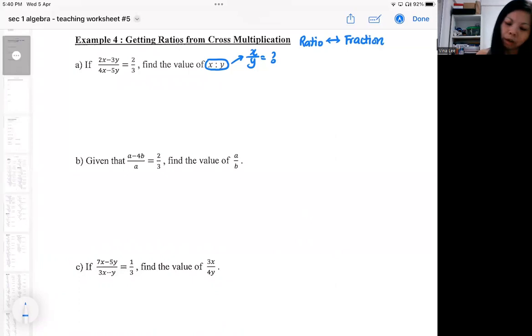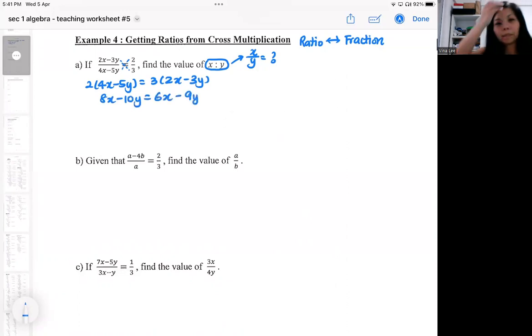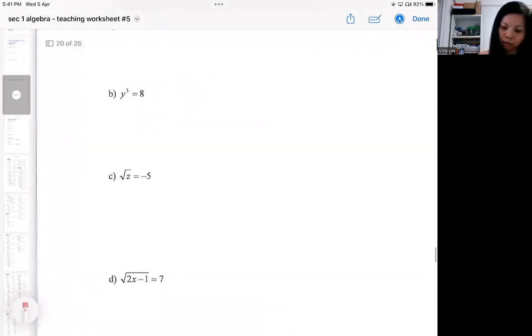So how are you going to do this? You do your usual cross multiply first. After you do your usual cross multiply, get all the x to one side, and all the y to one side. It doesn't matter which side, you can decide for yourself. In my case, I'm going to subtract 6x on both sides.